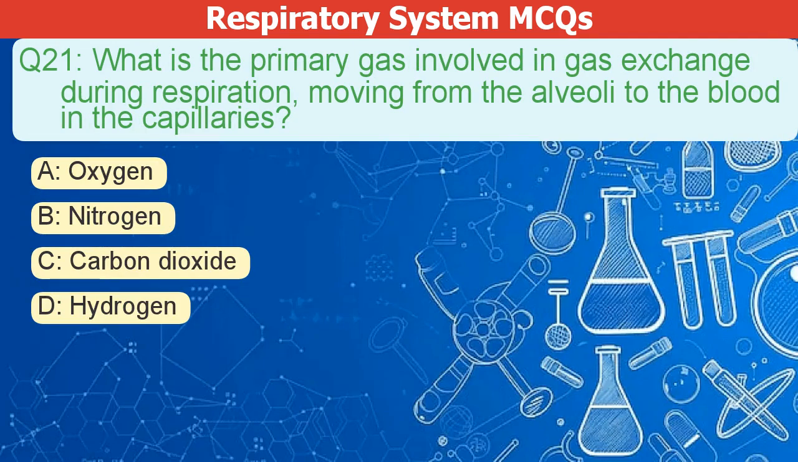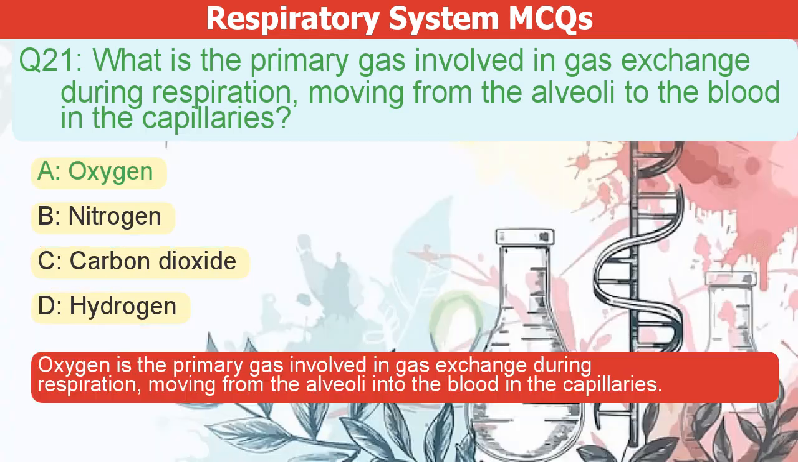What is the primary gas involved in gas exchange during respiration, moving from the alveoli to the blood in the capillaries? A. Oxygen. B. Nitrogen. C. Carbon dioxide. D. Hydrogen. The correct answer is A. Oxygen is the primary gas involved in gas exchange during respiration, moving from the alveoli into the blood in the capillaries.